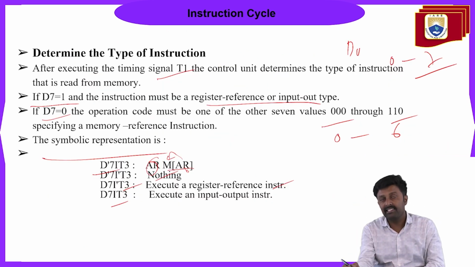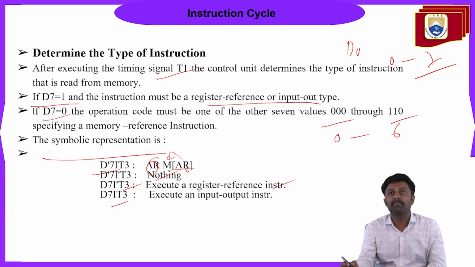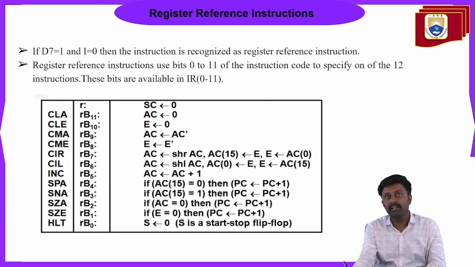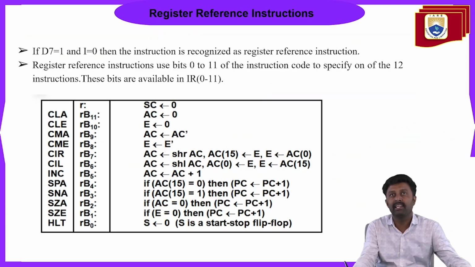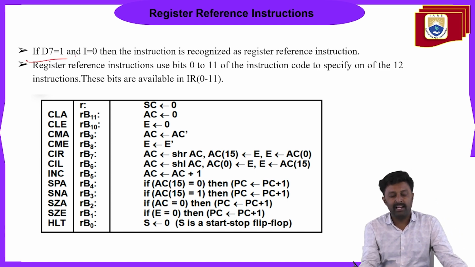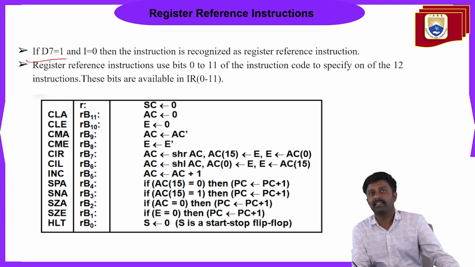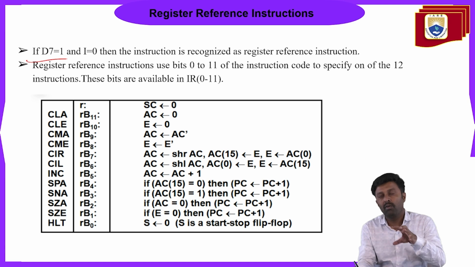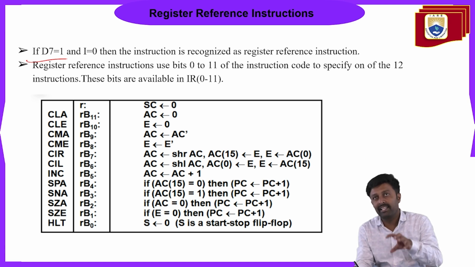So in the second step, it will determine which type of instruction it is, right? There are different types of instructions here. First we will see the register reference instructions. If D7 is equal to 1, as we have already seen, and I is equal to 0, the instruction is recognized as a register reference instruction, meaning the value will be stored in some particular register.